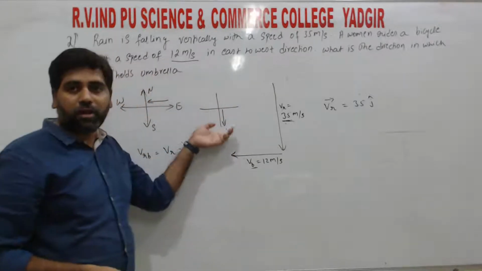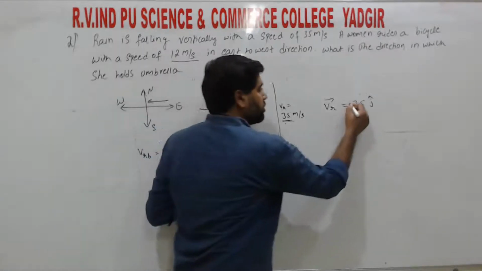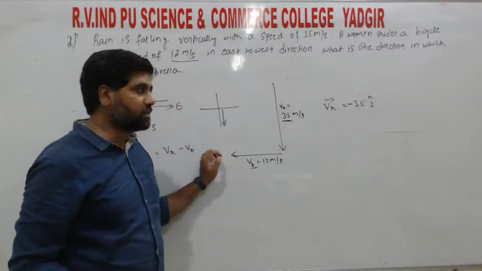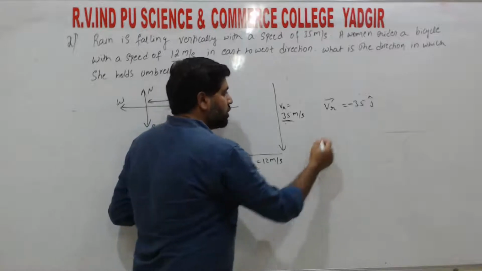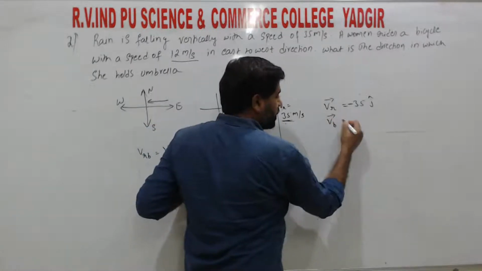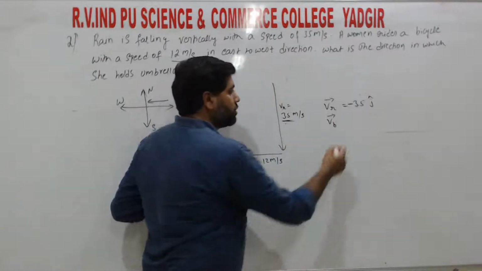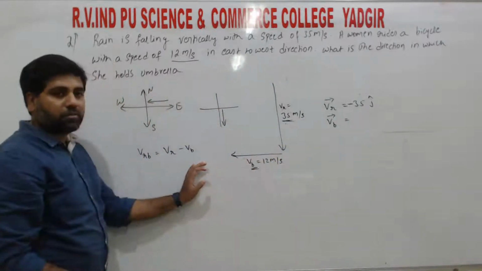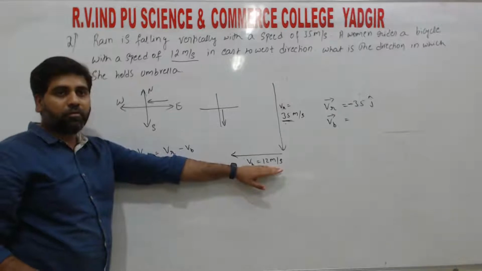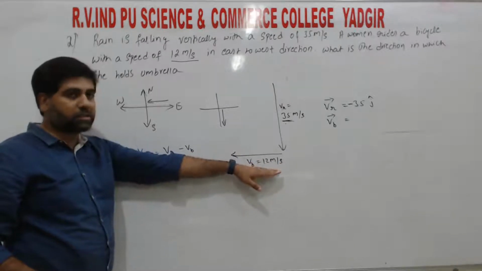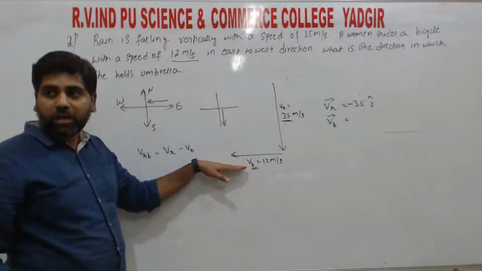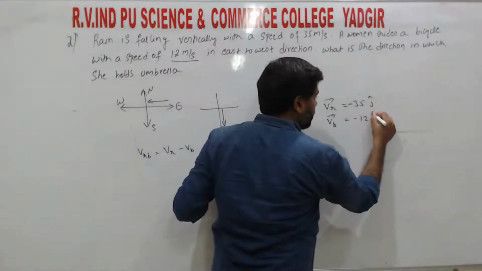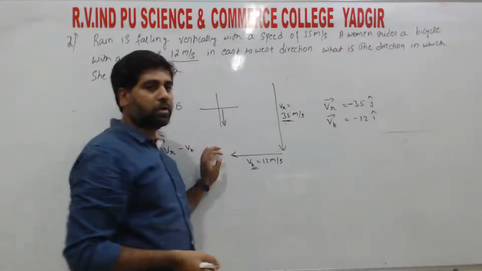Which axis does it come in? Negative axis, so minus. If it is in the upward direction, it means positive axis, right? Same with the velocity of the bicycle. The direction is from east to west. So this is also in which direction? That means which axis? The direction is going along the negative x axis. That's why it is minus 12 i cap, right?